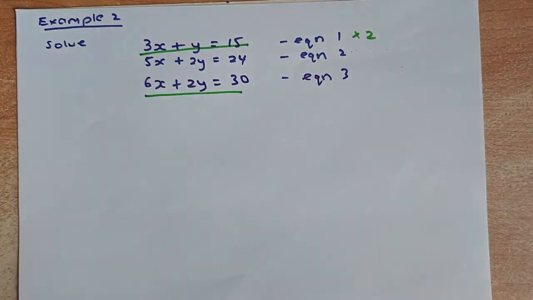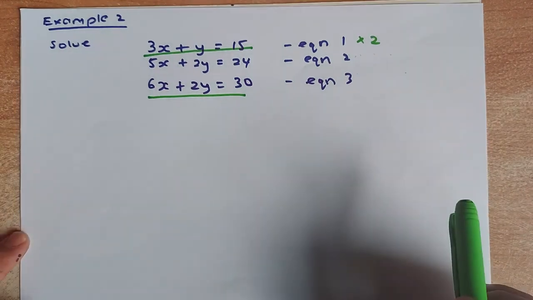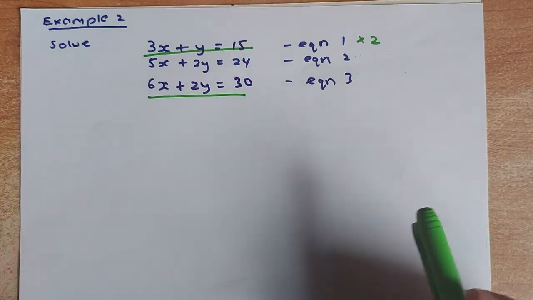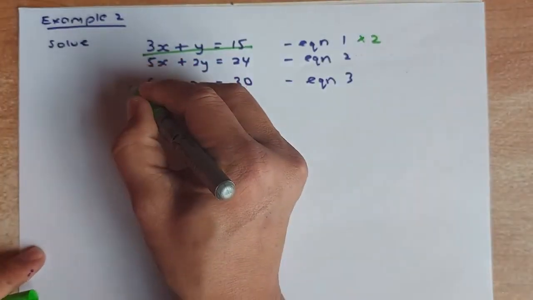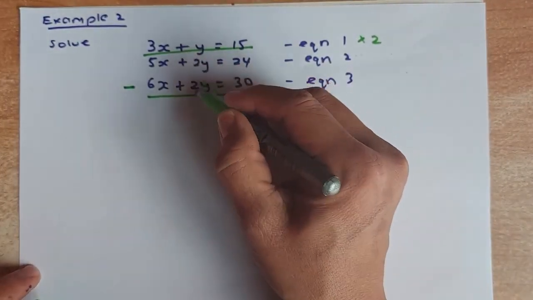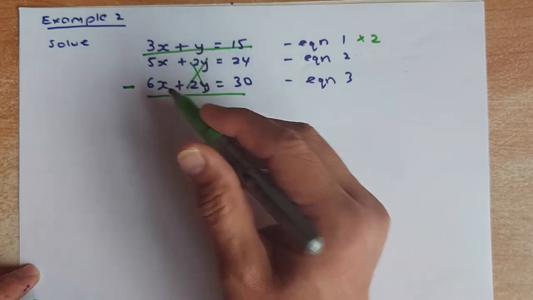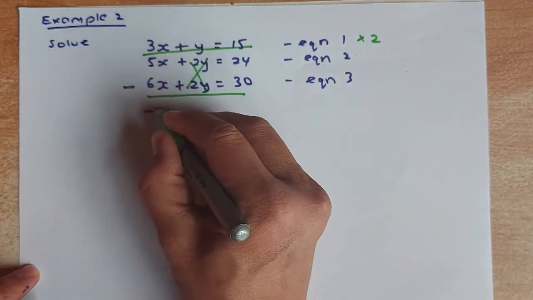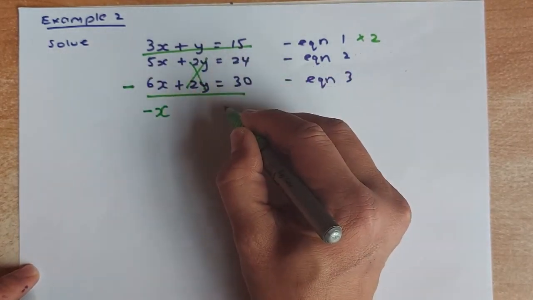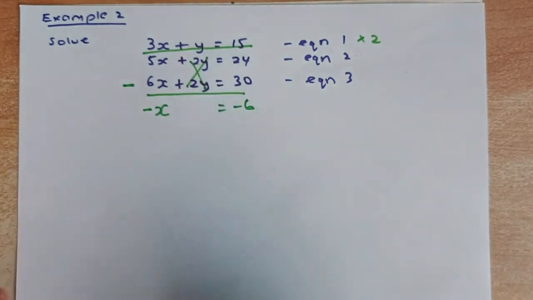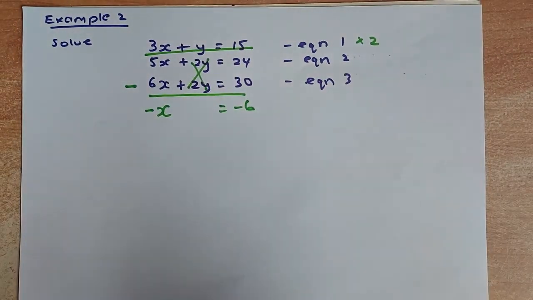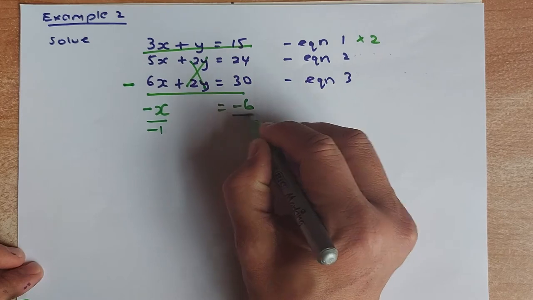So now the coefficient of y is the same. So what you're going to do, you're going to eliminate them. You either add or subtract. Because both of them are positive, we're going to subtract. So 2y minus y, they will be eliminated. 5x minus 6x is going to be minus x. 24 minus 30 is going to be minus 6. And then to solve it, you're just going to divide by negative 1 on both sides.